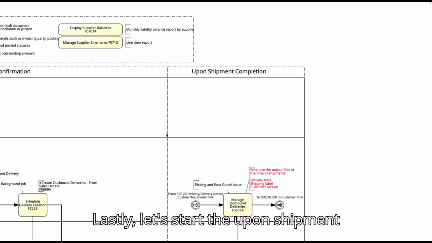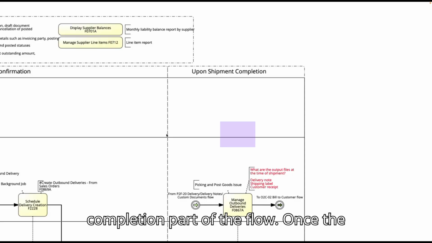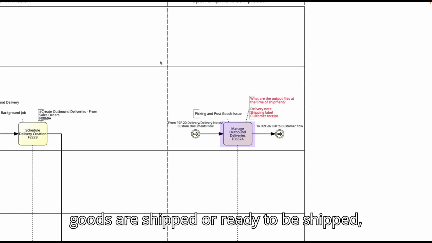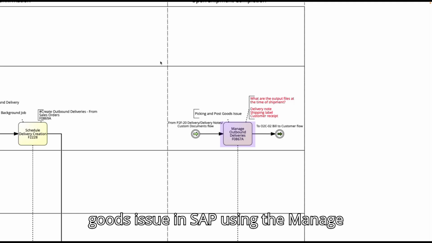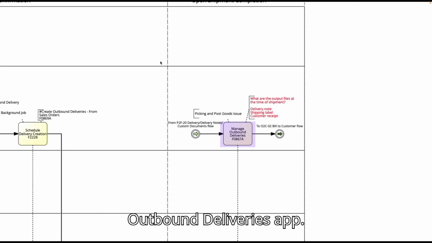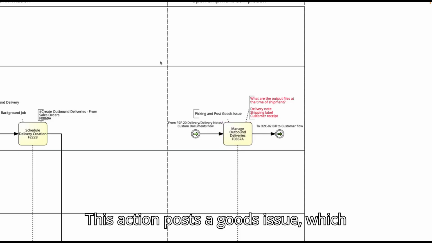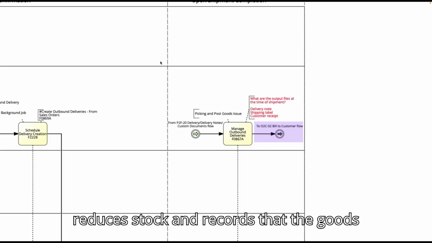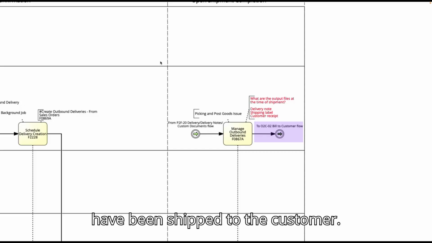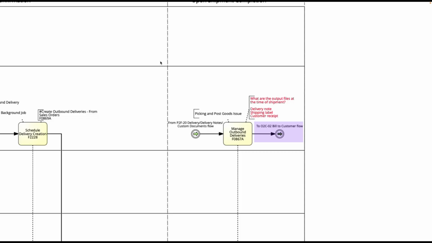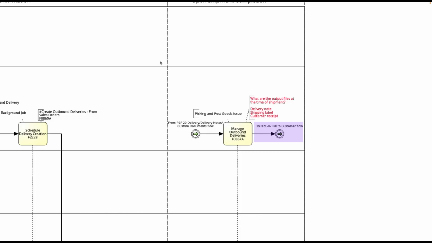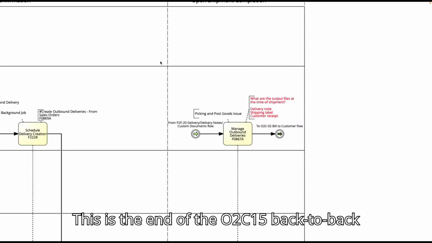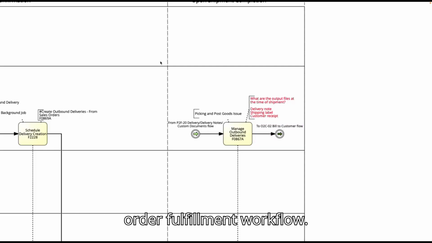Lastly, let's start with the upon shipment completion part of the flow. Once the goods are shipped or ready to be shipped, the sales administrator will record the goods issue in SAP using the Manage Outbound Deliveries app. This action posts the goods issue, which reduces stock and records that the goods have been shipped to the customer. From there, the process continues into O2C2 billed to customer. This is the end of the O2C-15 back-to-back order fulfillment workflow.